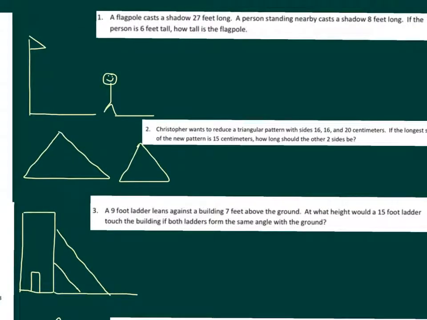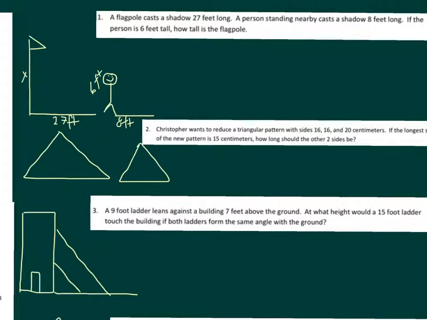So question 1 reads like this. A flagpole casts a shadow, so here's my flagpole, of 27 feet. So this is the shadow of 27 feet. And it says that a person standing nearby, there's the person, casts a shadow that's 8 feet long. So let's label this 8 feet long. Then it says, if the person is 6 feet tall, how tall is the flagpole? So this person is actually 6 feet tall, and they want to know how tall is the flagpole.